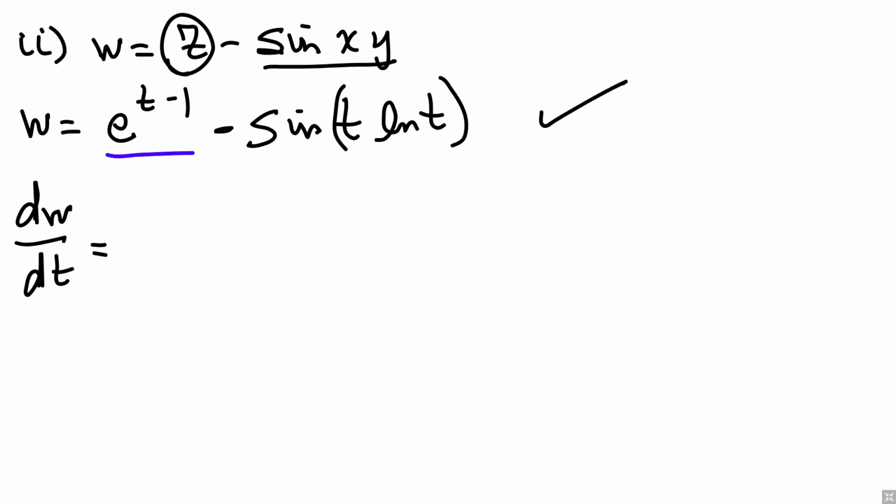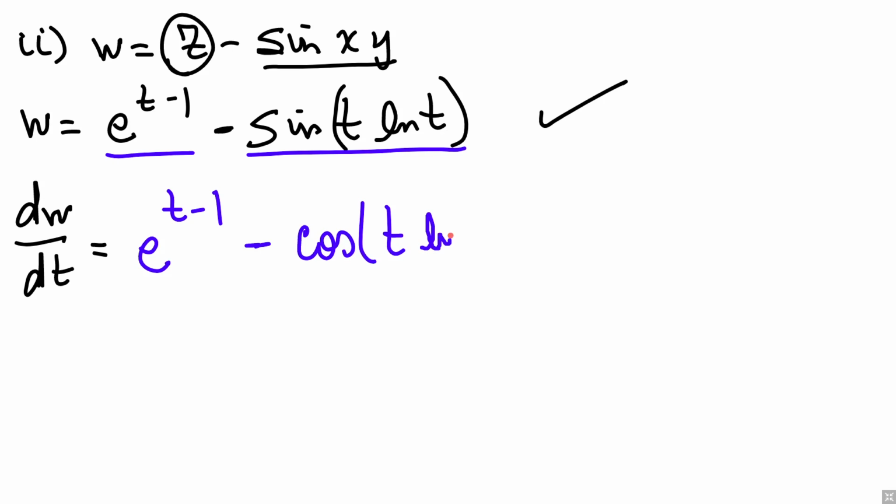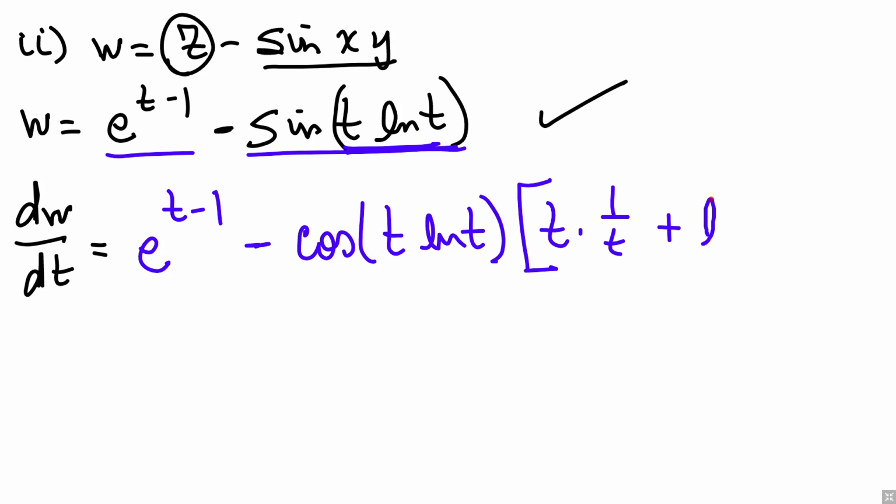e to the t minus 1. Okay, so we're going to have e to the t minus 1 minus. Now, to take the derivative of this, it is going to be chain rule. We're going to start off with the derivative of the outside, which is going to be the cosine of t times the natural log of t times the derivative of the angle. Well, it's a product rule. So we're going to do first times derivative of the second plus the second times the derivative of the first.